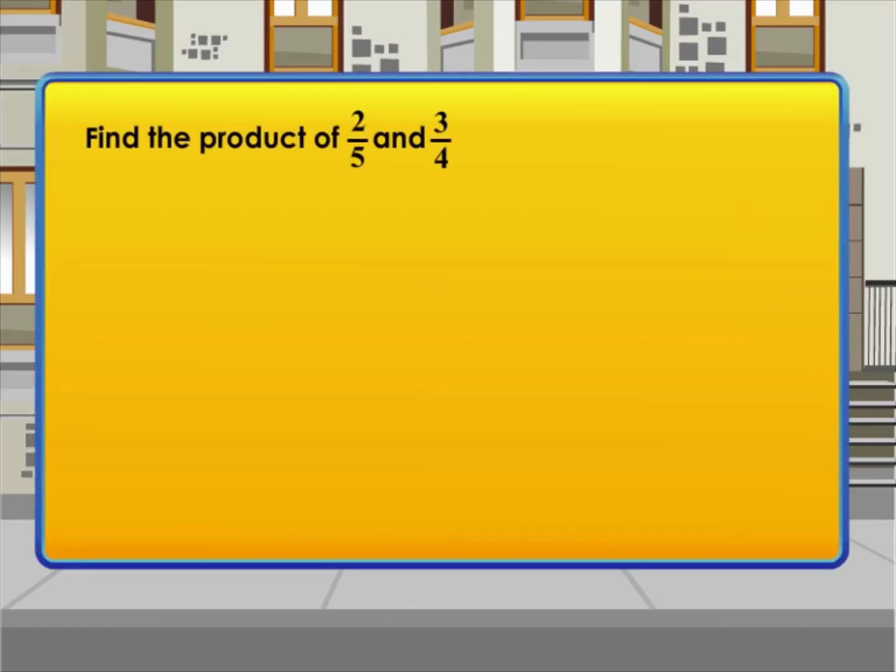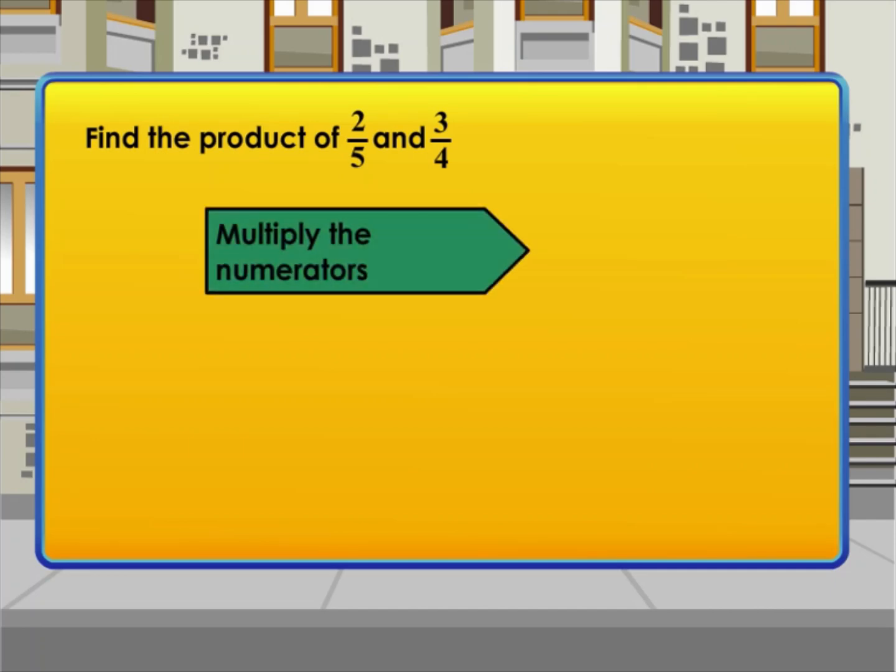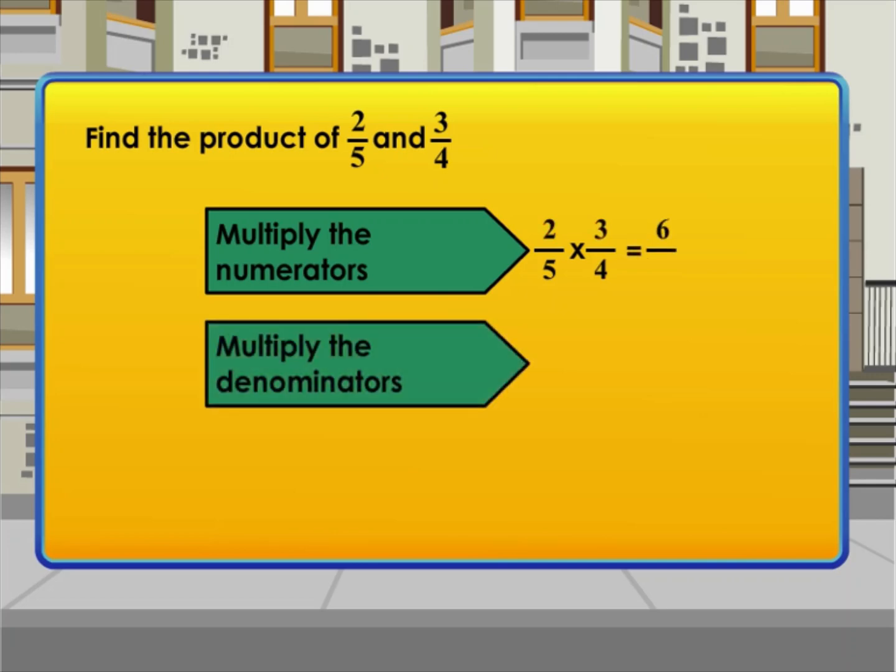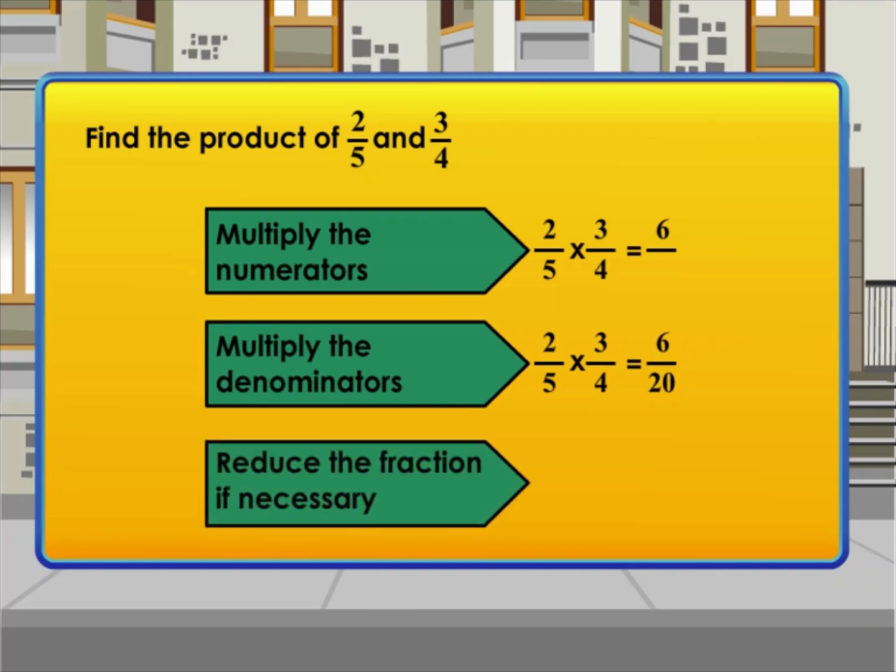Let us find the product of 2 by 5 and 3 by 4. To find the product of these fractions, we need to multiply the numerators and write the number in the numerator, that is, 2 into 3 is equal to 6. And then multiply the denominators and write it in the denominator. That is, 5 into 4 is equal to 20. We get 6 over 20. We can reduce the fraction if necessary. Both the numerator and denominator are divisible by 2. Therefore, 3 over 10 is the required solution.